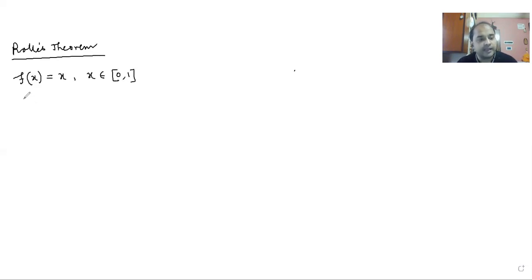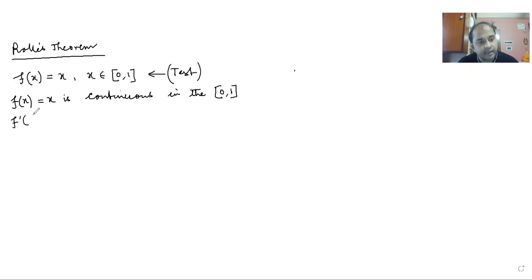Now you see that if I want to test the criteria for Rolle's theorem for this particular function, we find that f(x) equal to x is continuous in the interval 0 to 1. The derivative f'(x) exists at each point in the open interval (0, 1).